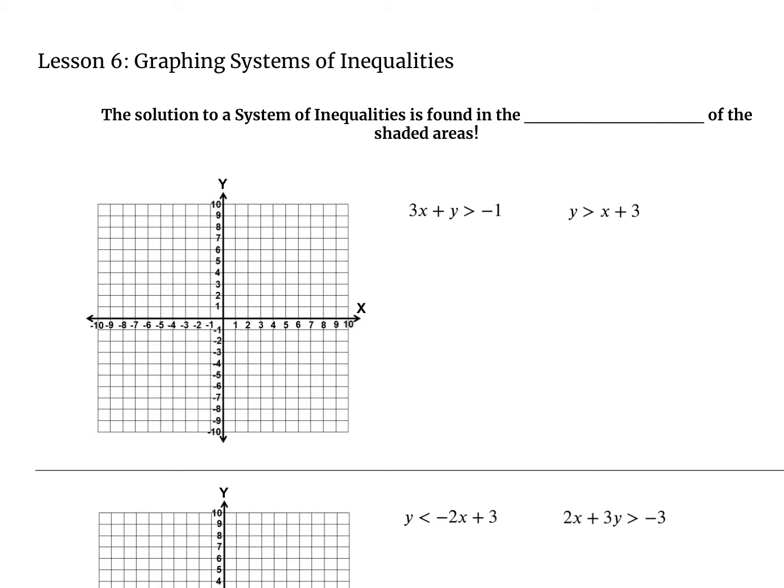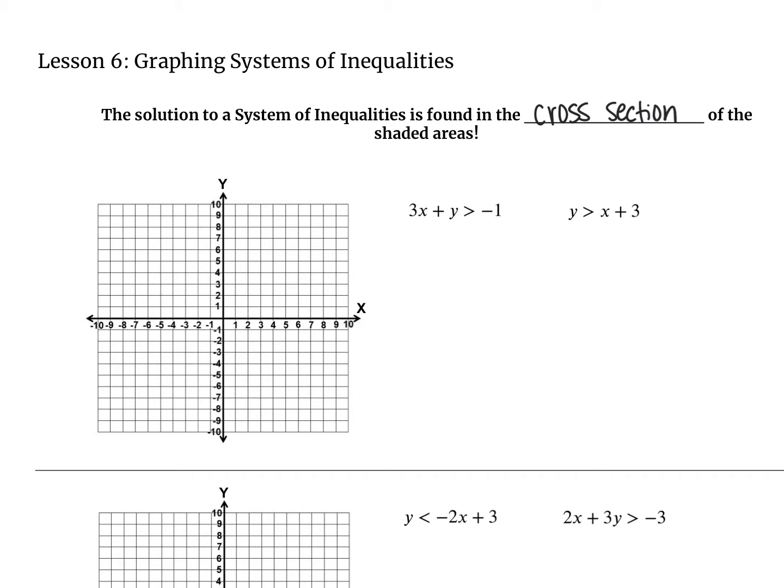The solution to a system of inequalities is found in the cross-section of the shaded areas. So we're looking at the cross-section of the shaded areas. There's going to be one shaded area from the first equation and then another shaded area from the second. And where those two areas intersect, or where they cross, that's where our solution to the system will be.